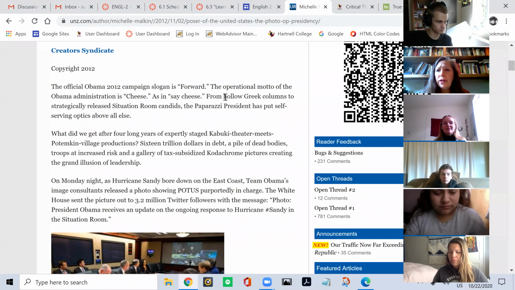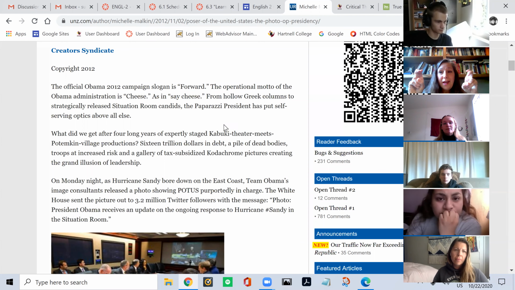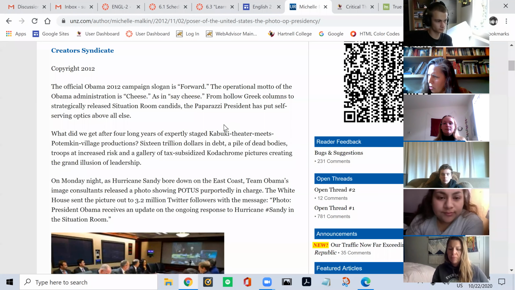And then she goes on. I said she's a good writer, and it's true. From hollow Greek columns to strategically released Situation Room candids. She should have put candids in quotes. Because what does candid mean? What kind of photograph is a candid photograph? It's not planned out, not posed, right? It's like, whoops, I got my picture taken doing what I do. You caught me, and you're not looking at the camera. You're just going like this while you work, looking serious. But she says they're strategically released.